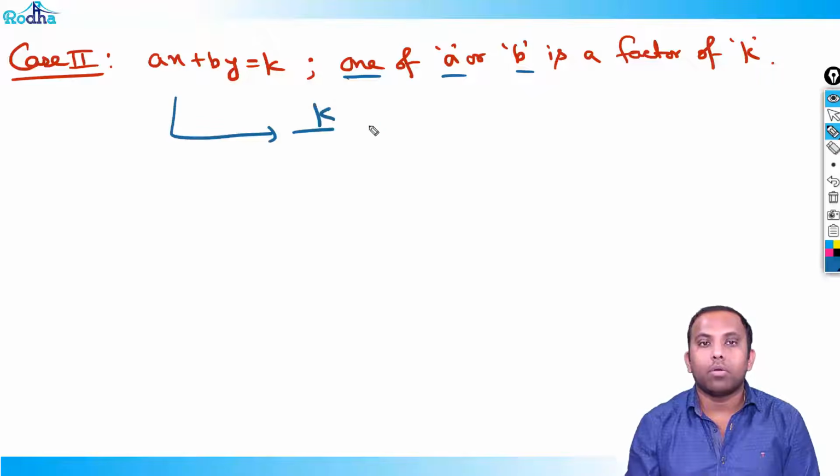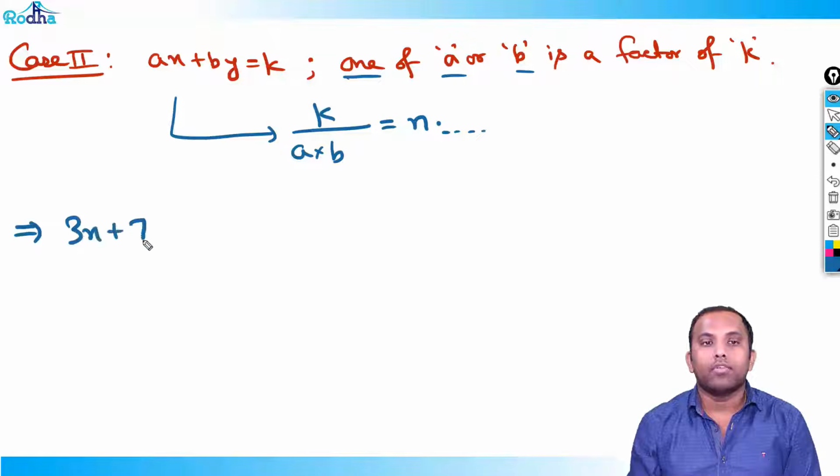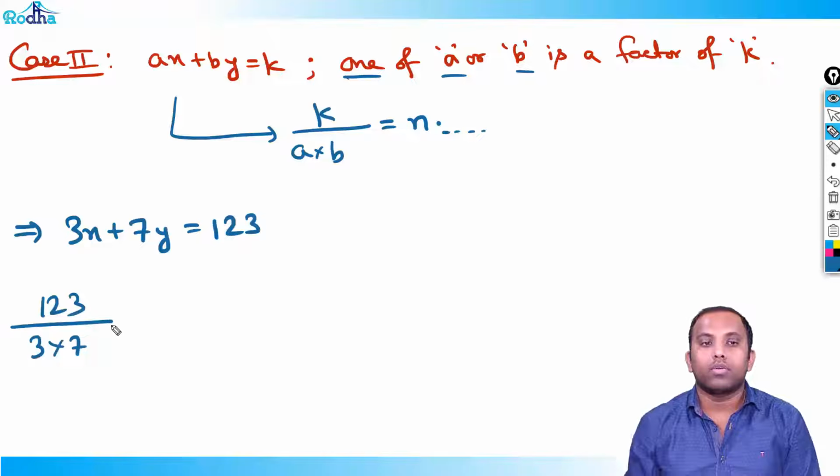Take the case of K upon A into B, right? So this will be in decimals, like n point something. Since A and B both are not factors of K, both will not cancel, so it will come in decimal, right? For example, take 3x plus 7y is equal to 123. How many integral and how many non-negative and positive integral solutions? So in this case, 123 by 3 into 7, right? 21. It is equal to 5 point something, right?